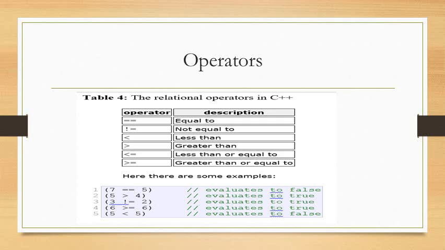Then the fourth example, is 6 greater than or equal to 6? Look at it. 6 is greater than or equal to 6. This is true because here we are using greater than or equal to. If it is greater than, it's true. If it is equal to, it's true. So here it is greater than or equal to, and it is evaluated to true. Of course, 6 is greater than or equal to 6, hence it is true. Then the last example, number 5. Is 5 less than 5? No, 5 is not less than 5, so it evaluates to false.